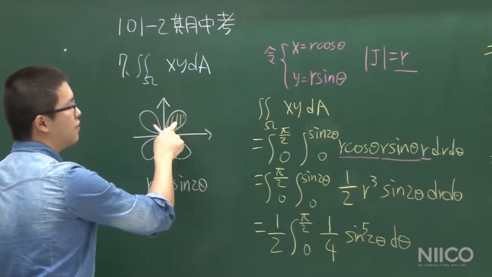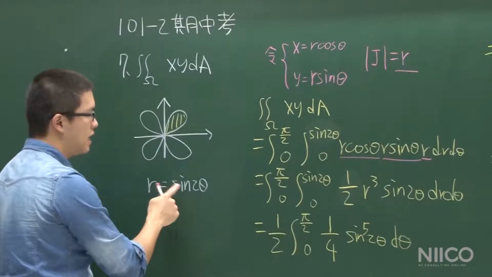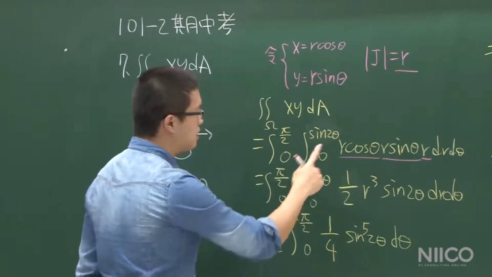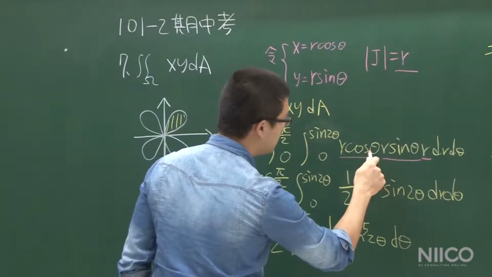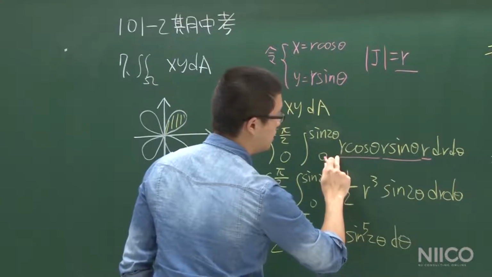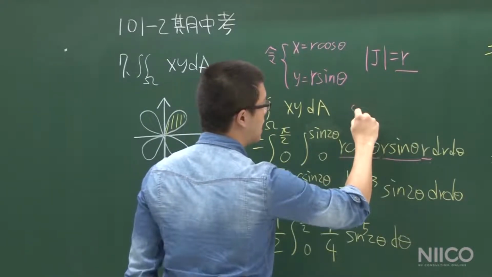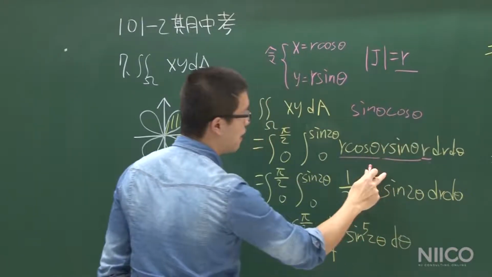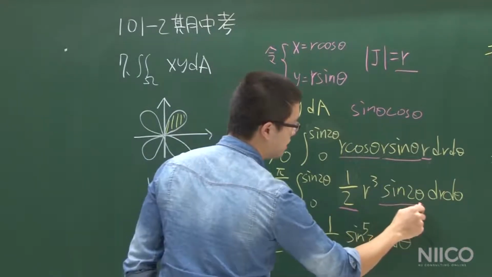So we can sort this out to get the integral of r to the third times cosine theta sine theta times dr d theta, and r is from 0 to sine of 2 theta, and theta is from 0 to pi over 2. Now, notice that in the integral, we have this cosine theta times sine theta. And from the hint, we see that it is just 1/2 of sine of 2 theta. So we can change it into this part.